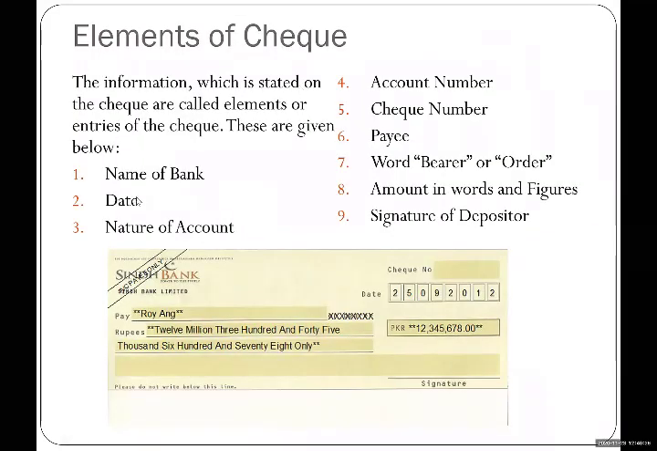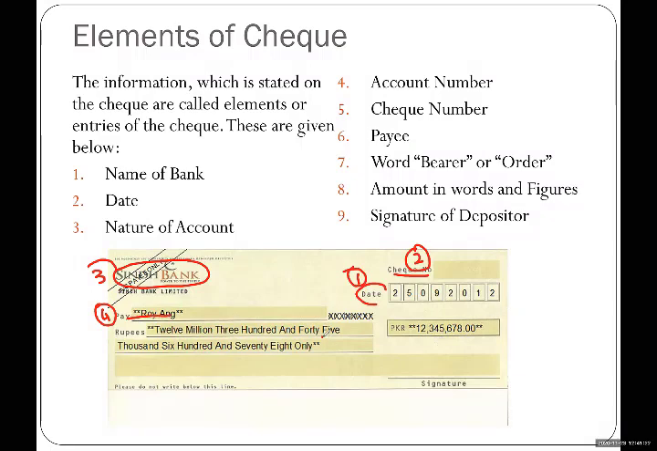Now look, elements of a check. What are the elements of a check? When you see the check, what do you see on the check? The first and most important element is the date. Number one, we see the date. The second is the check number. The third element is the name of the bank on whom the check is drawn. The fourth element is the payee of the check, the beneficiary. The fifth element you can say is the amount.